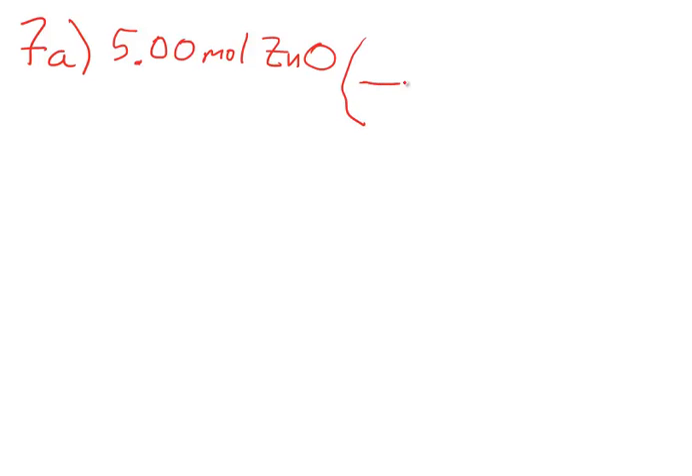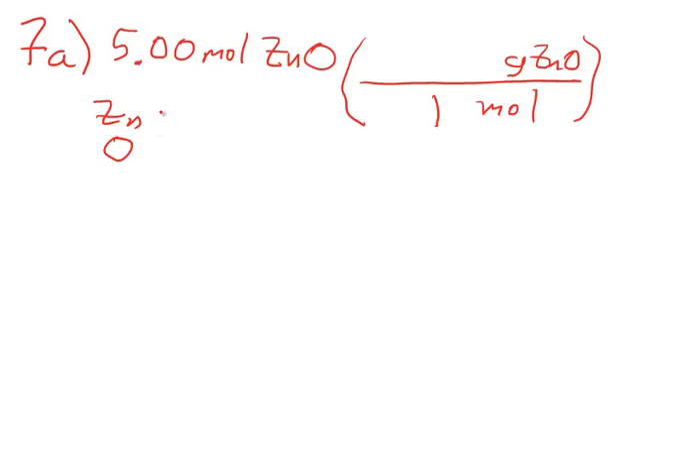Next, we're going to move to 7. I'm going to do 7, A and B to give an example of these type of problems. Now we have a compound. 5.00 moles of zinc oxide. Zinc oxide is ZnO. So I'm going to need to get rid of moles and go to grams. 1 mole, I need the molar mass of zinc oxide. So here I need to add up the mass of 1 zinc and 1 oxygen.